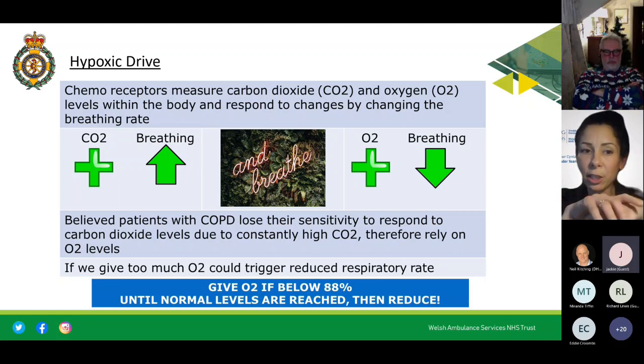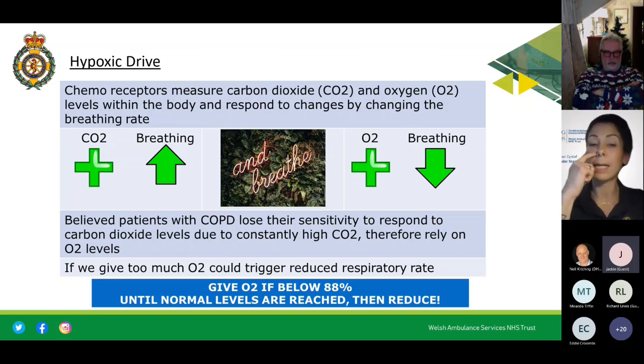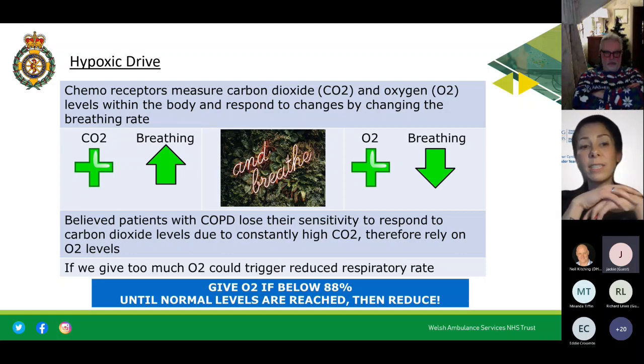With a COPD patient, it's believed that they tend to lose the sensitivity in those chemoreceptors that will register what's going on with their carbon dioxide levels. Because they're constantly living at a higher level of CO2 within their body, basically it gets worn out and it says it's constantly reacting to that. And so what it does is it relies on the O2 levels. So instead of balancing both, it will look at the oxygen levels within the body and decide what needs to happen.